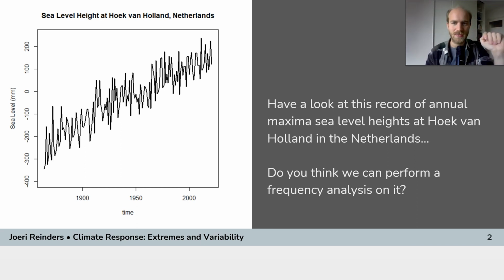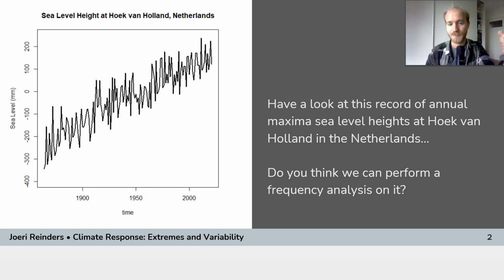But maybe first a little bit of a recap. You have seen these types of time series before of climate variables. In this case, we have sea level height at Hoek van Holland in the Netherlands. I should say it's annual maximum sea level height. What we have done so far is fit distributions to these, for example the GEV or the normal distribution, and then use that in a frequency analysis.